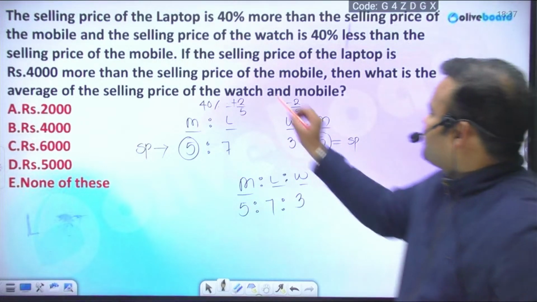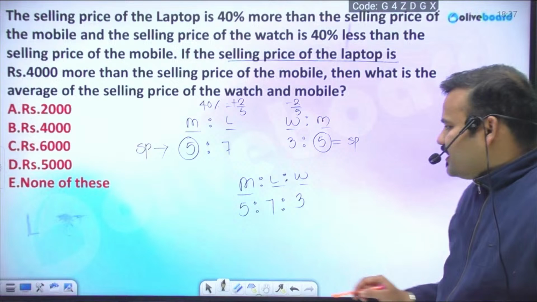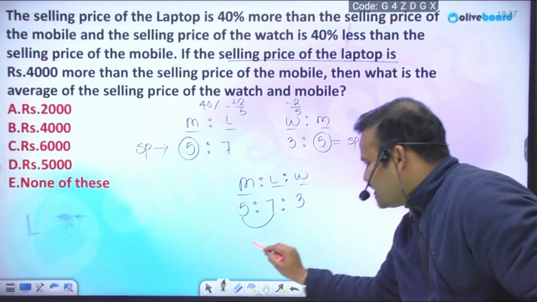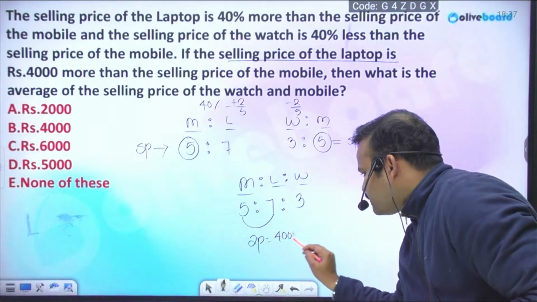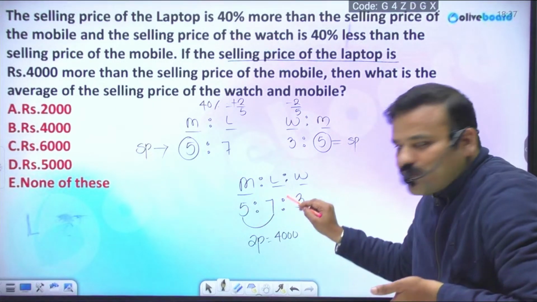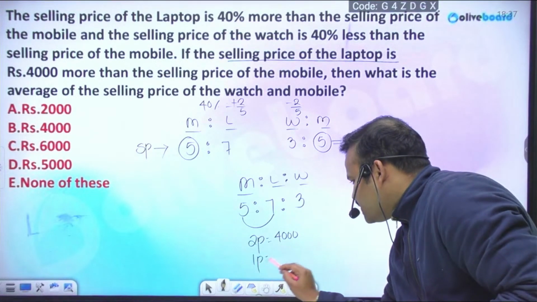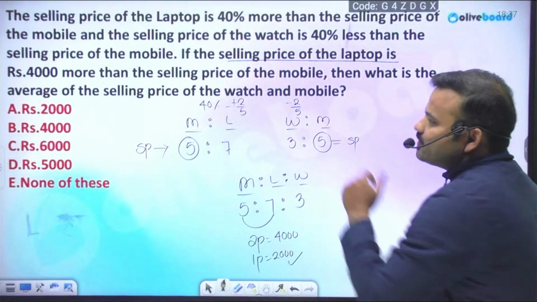The question says the selling price of the laptop is 4,000 more than the selling price of the mobile. According to the ratio, it is 2 units more, which according to the question is 4,000. So 1 unit will be 2,000, and if 1 unit is 2,000, you will be getting the individual values.